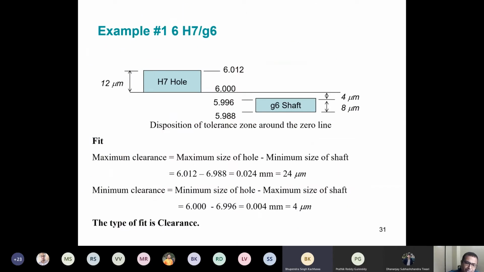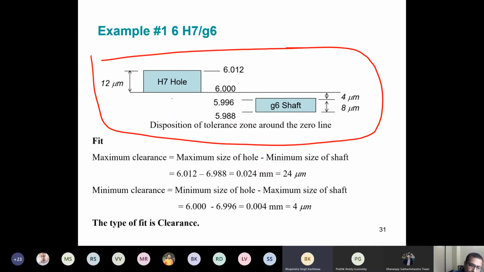So this is what we plotted. This is how it will look. This is the zero line. And this is the fit. So the maximum size of the hole. So we can know the maximum size and the minimum size. So there will always be a 4 micron clearance between the two.